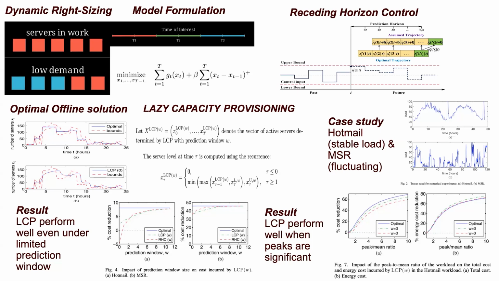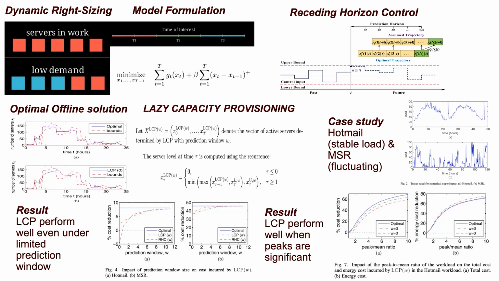Hello. So in this project, we explore dynamic right sizing in data centers, the problem of matching server capacity to fluctuating workloads while minimizing both operating and switching costs. The traditional approach, receding horizon control, uses short-term workload predictions to make decisions. While theoretically appealing, it's sensitive to forecasting error and system parameters, making it unstable in practice.